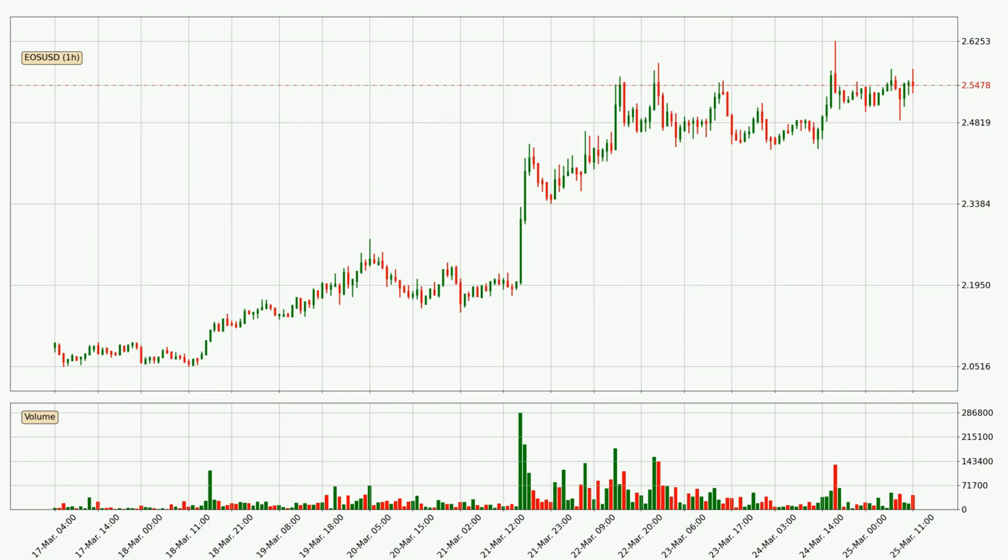Looking at the EOS hourly time frame, the price went up by around 3.1% in the last 24 hours, with a current price of 2.55. But the volume wasn't very high, so the move wasn't very strong.